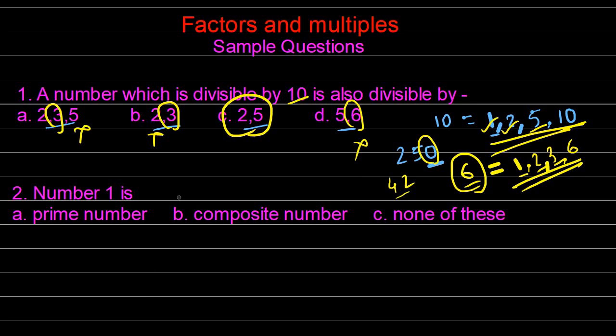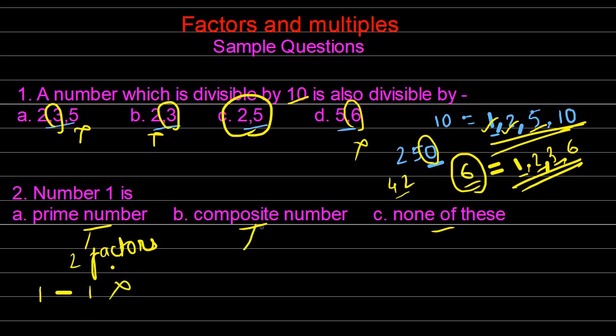Now let's see number 1. Is it a prime number, composite number or none of these? So we know prime numbers are the numbers which have minimum 2 factors. Okay. Let's see what are the factors of 1. 1 has only one factor, that is the number itself, 1. Isn't it? And prime numbers need at least 2 factors. So 1 is not a prime number.